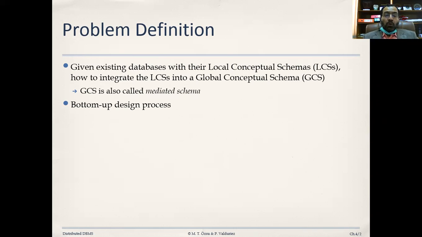So how to integrate the LCS? Let's suppose in this situation what the problem is. Let's assume that we have decided that we have three local conceptual schemas for our given problem. The question is that all these local conceptual schemas obviously reside on the sites which you have identified, but how will they be integrated? Because at the end of the day, you're talking about an integrated system.